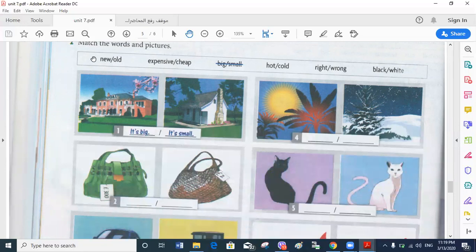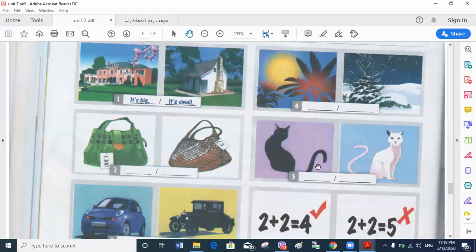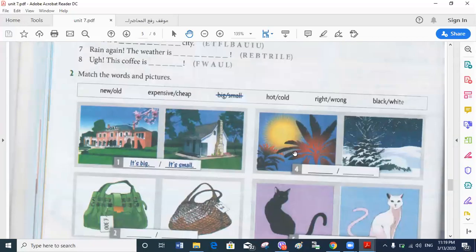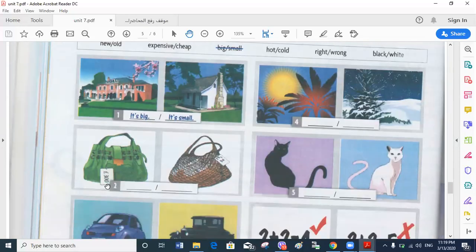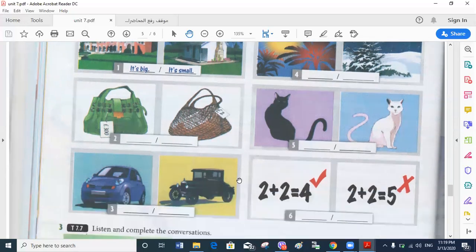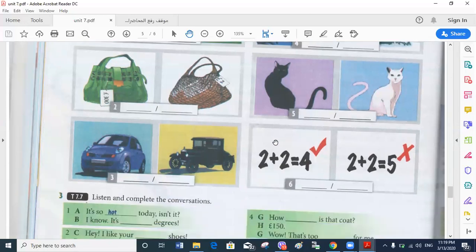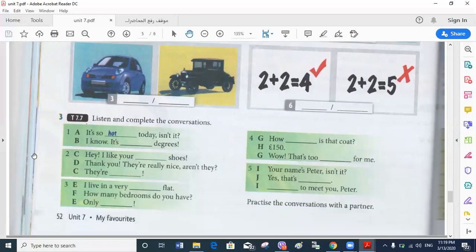Here also we have some adjectives: new, old, expensive, cheap, big, small. They use it for this solution, so you can use them to answer these. For example, it's hot here, it's cold. It's 300 pounds, so it's expensive, but this is only 2 pounds, so it's cheap. You can answer these also, which one is correct and which is wrong.